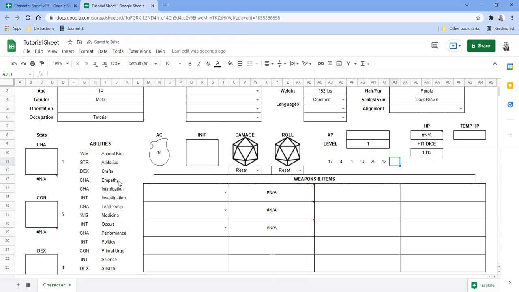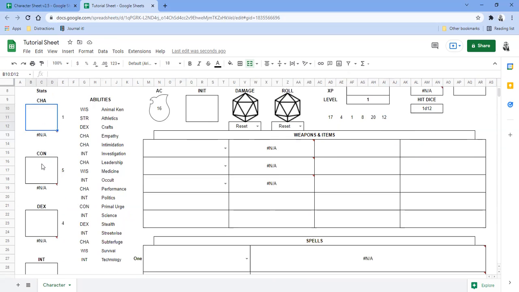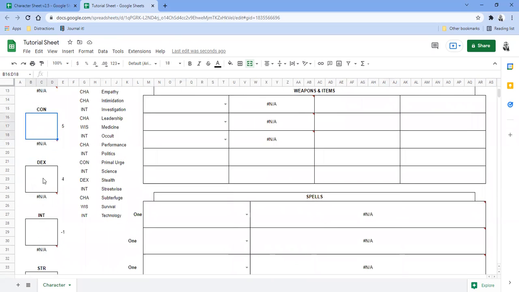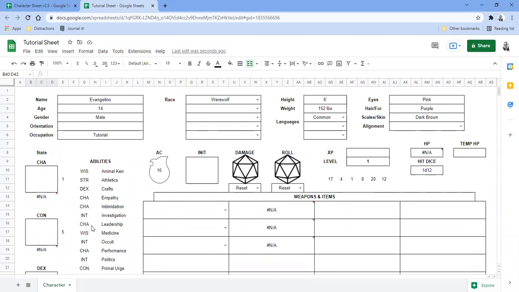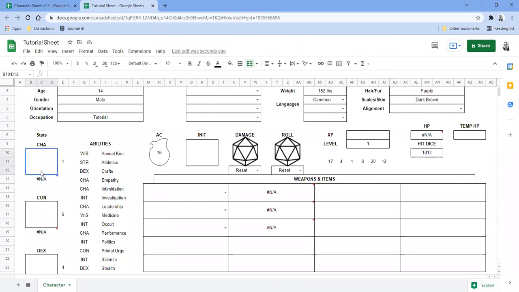So where do you want to put these things? Well, do you want him to be more charismatic? Do you want him to have a high endurance? Do you want him to be really good at moving around and stuff? Do you want him to be really smart? Do you want him to be really strong, really wise? So for this, I'm going to say he's not a good talker.